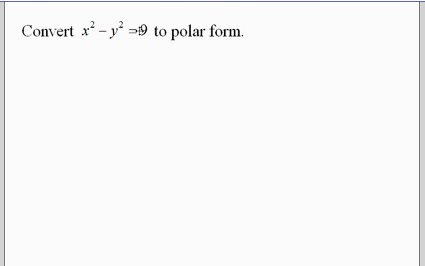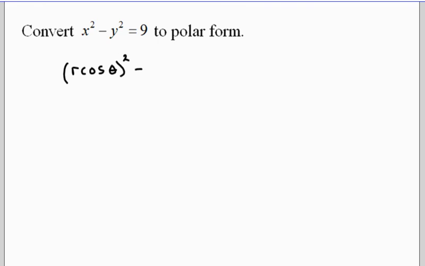All right, let's try this one right here. Let's convert this to polar form. So x squared minus y squared equals 9. Well, whenever I see x, I'm thinking r cosine of theta.